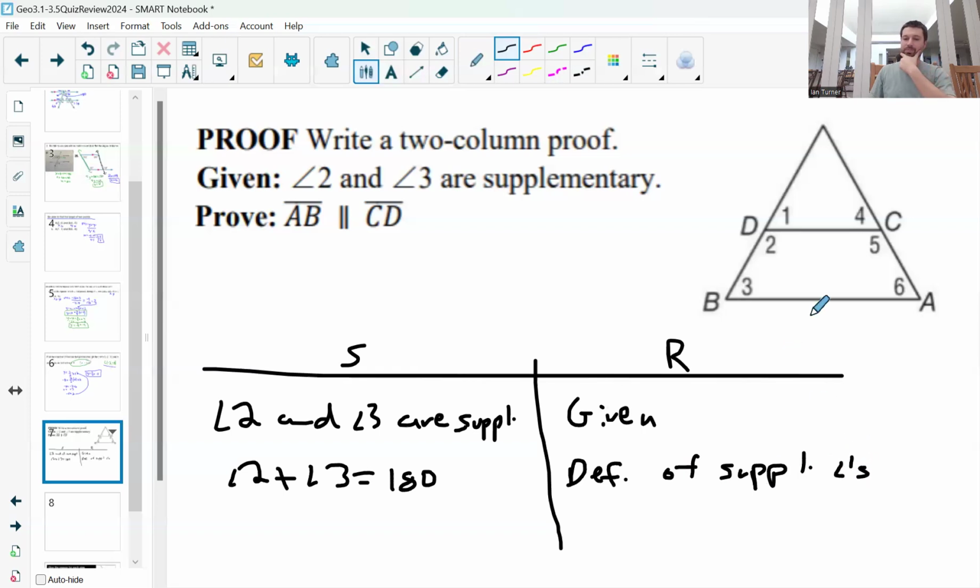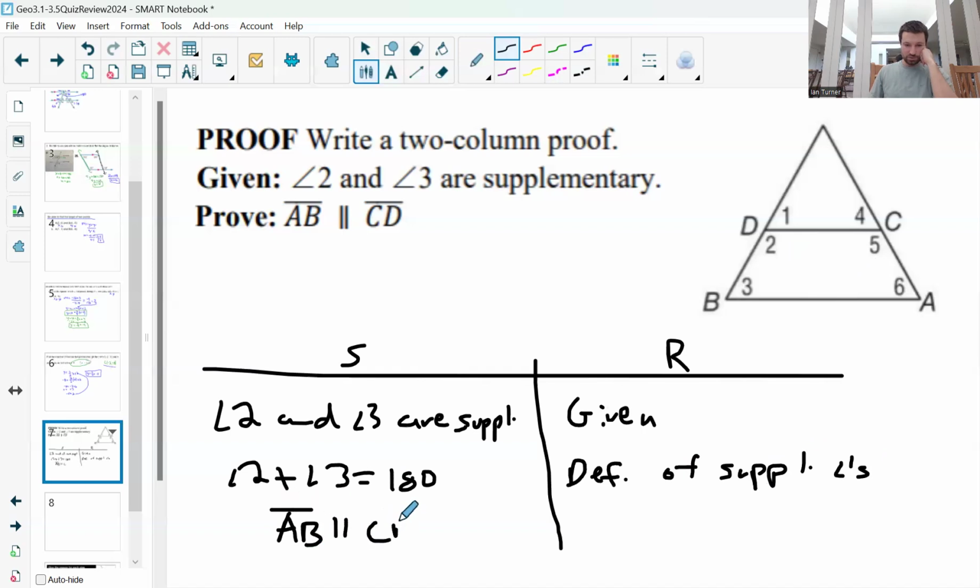Okay, and then look at 2 and 3. 2 and 3 are what kind of angles? Okay, they're same side interior. We just showed that they're 180. So these lines have to be parallel. Really kind of a lame proof, guys. I know.